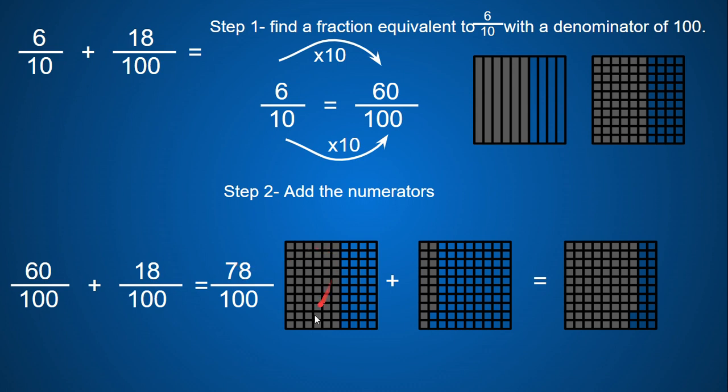And if I have these 60 squares shaded in and I add these 18 squares to it, it will look just like this, which is 78 out of those 100 squares shaded in.